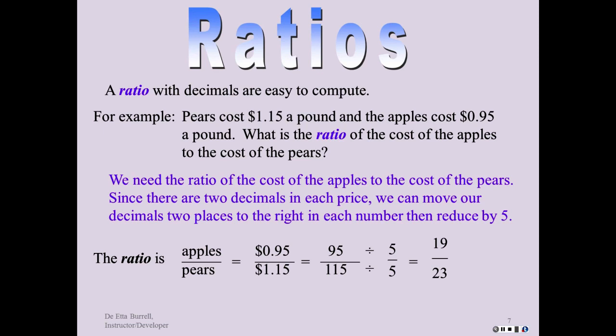So just get rid of them. Are we dividing by 5? What happened to you?